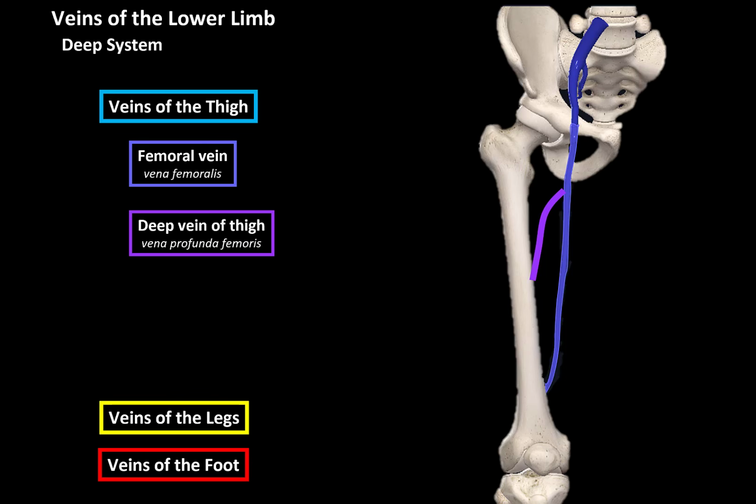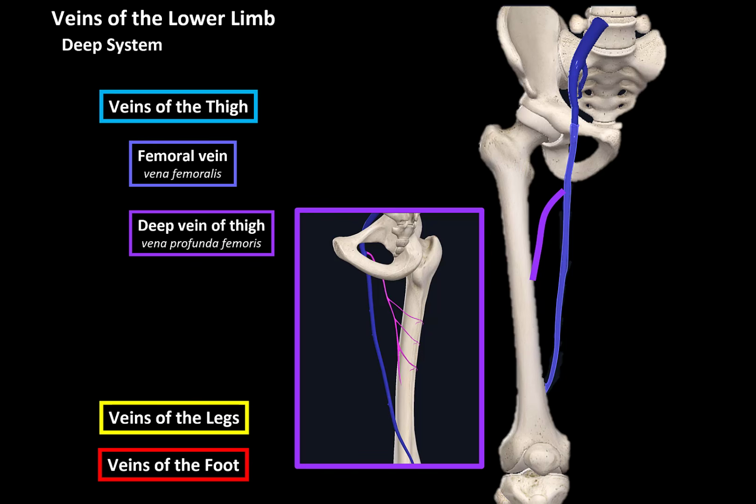Then we got the deep vein of the thigh, as you see here. The deep vein of the thigh lies deep on the posterior side of the thigh, so it collects blood from the internal and the posterior surface of the thigh, as you see here. And once it collects all the blood, it empties them mainly into the femoral vein.